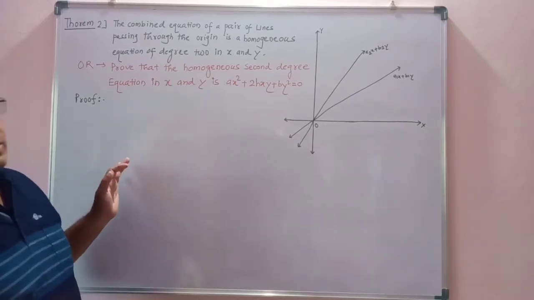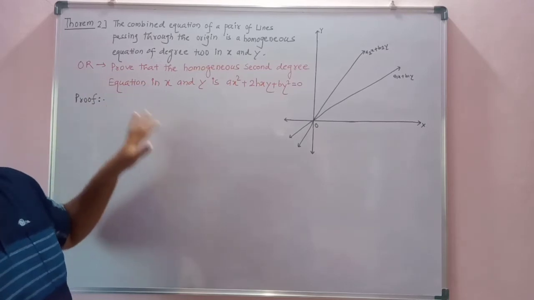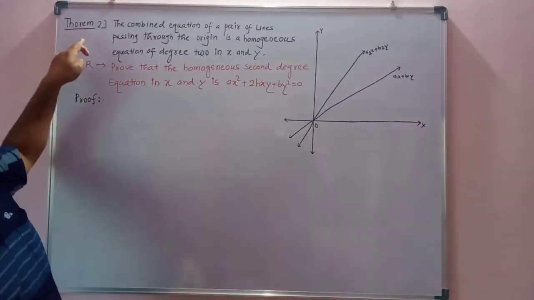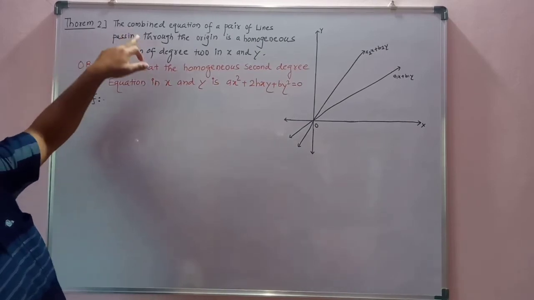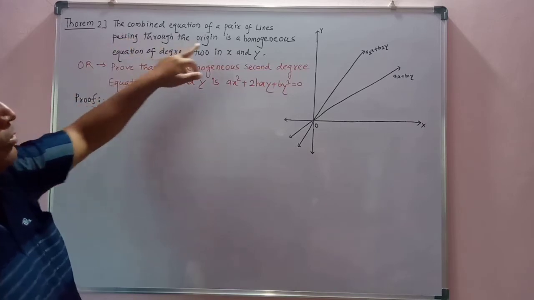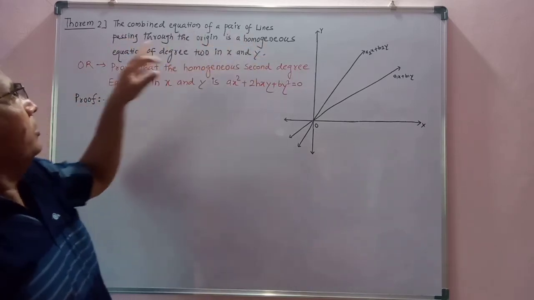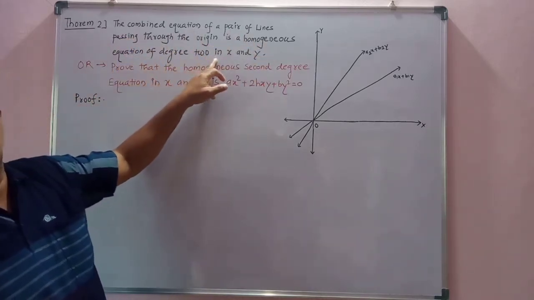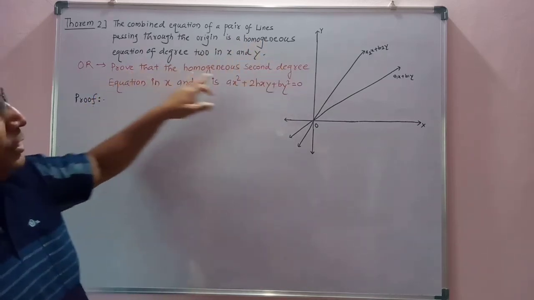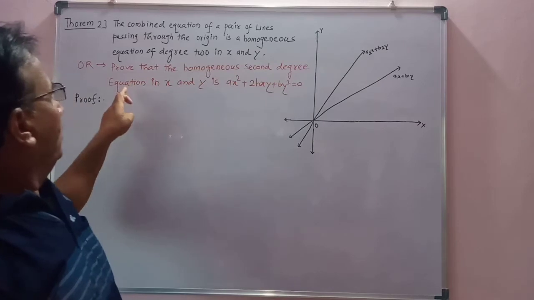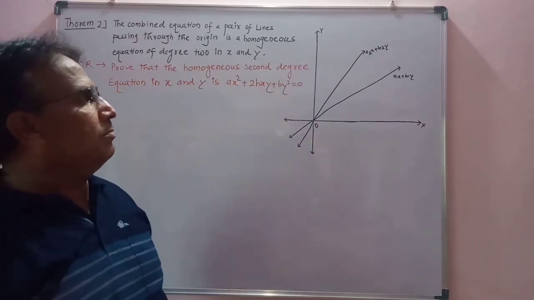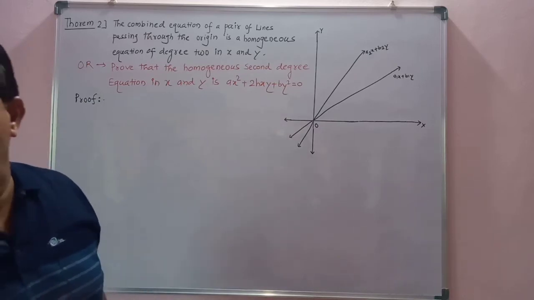And discuss the next theorem, homogeneous second degree equation in x and y. This statement is theorem 2. The combined equation of a pair of lines passing through the origin is a homogeneous equation of degree 2 in x and y, or prove that the homogeneous second degree equation in x and y is ax square plus 2hxy plus by square equal to 0.